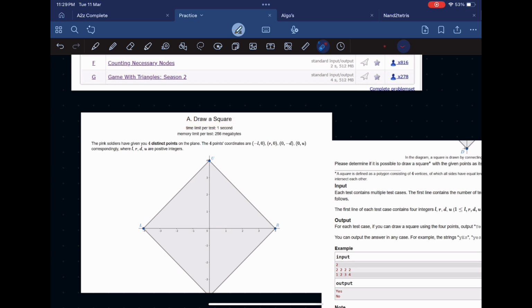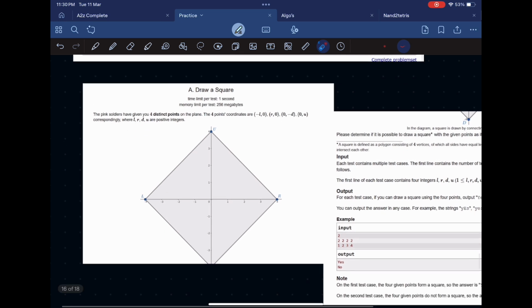We have a time limit per test of 1 second, memory limit 256 megabytes. Let's see what the question says. The Pink Soldier has given you 4 distinct points on the plane. The 4 points' coordinates are like (-L, 0), (R, 0), (0, -D), and (0, U), where L, R, D, U are positive integers.